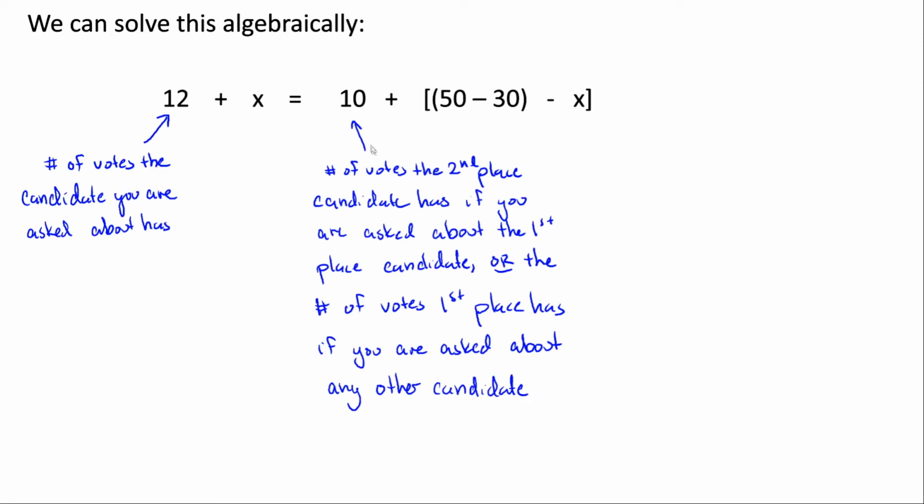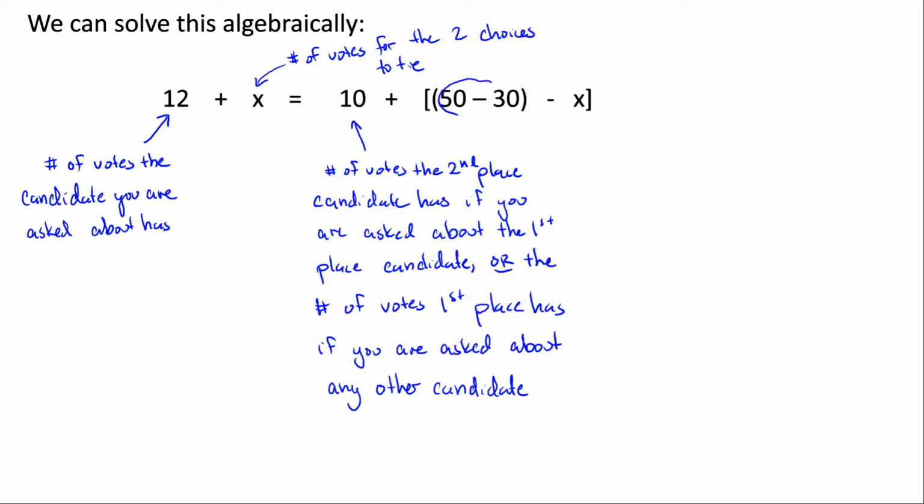So the 10 here is the number of votes the second place candidate has if you were asked about the first place candidate, or it's the number of votes the first place candidate has if you were asked about any other candidate. So for part B, you're not necessarily going to have 10 here. If you're asked about anybody else, however many votes first place has would go here. Now we'll talk about what this x is. This x is the number of remaining votes needed for the two choices you're putting against each other to tie.